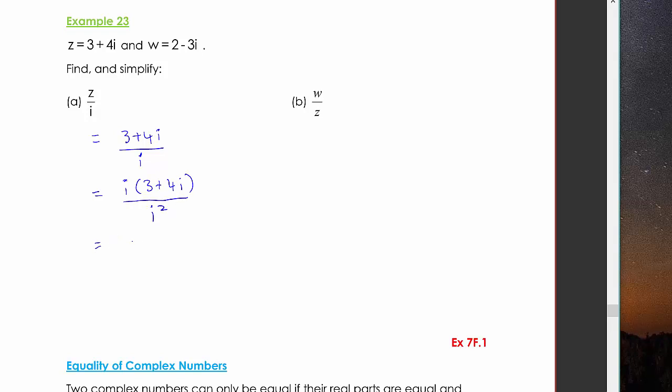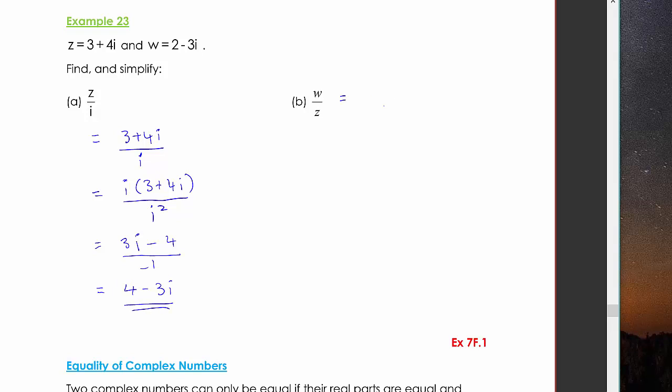So what we end up with is 3i plus 4i squared, so that's just going to be minus 4, over negative 1. And if we divide it by negative 1, that will change the sign of both things on the top, so we'll get 4 minus 3i.